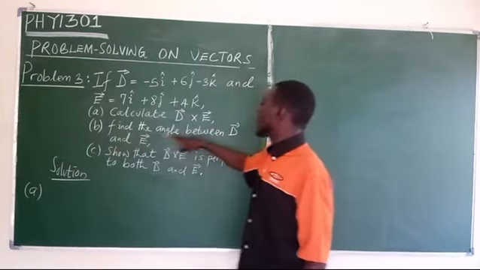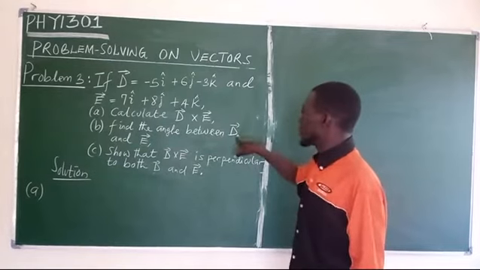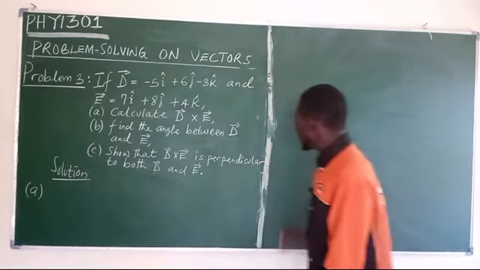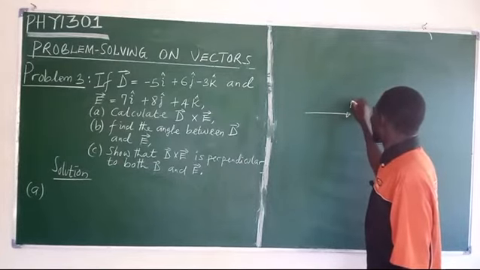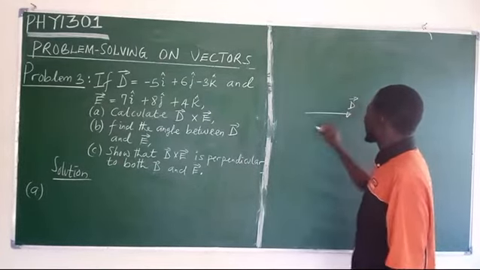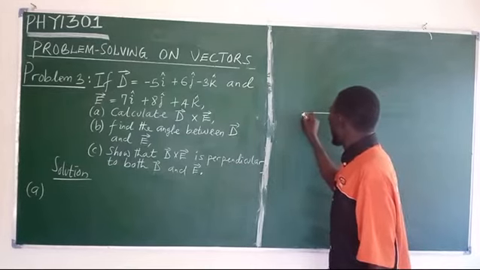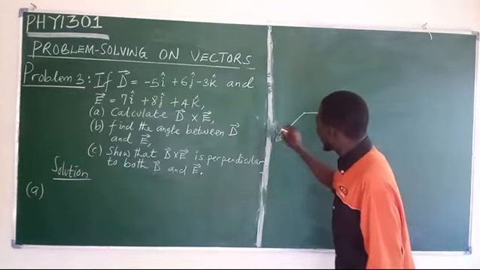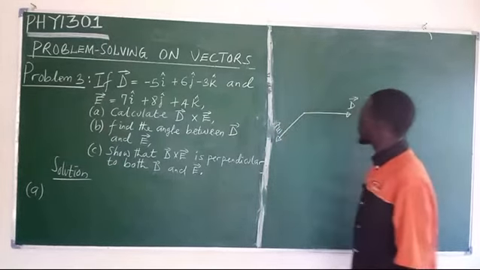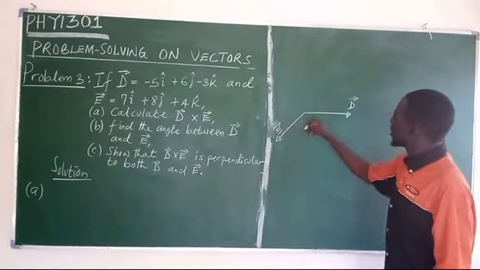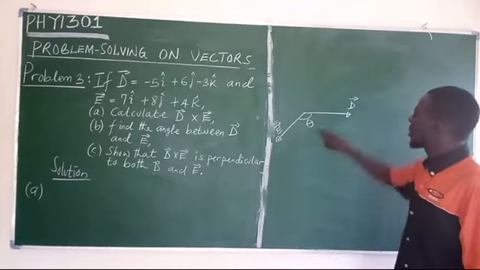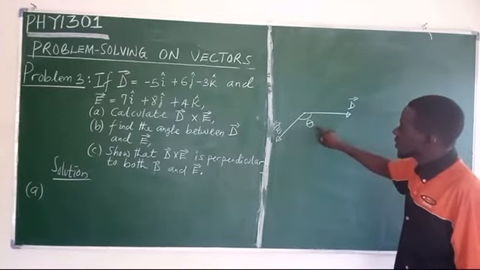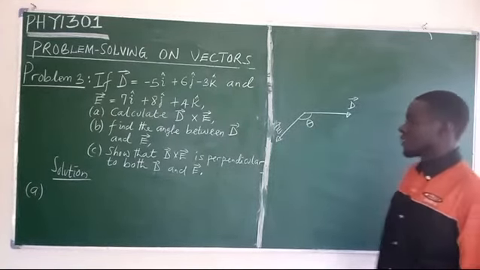B says find the angle between vector D and vector E. This means that probably vector D is somewhere here. This is where you have vector D, and then I have vector E here. For example, now the two lines meet at this point, they make angle theta here. The question is, what is the size of this angle theta?